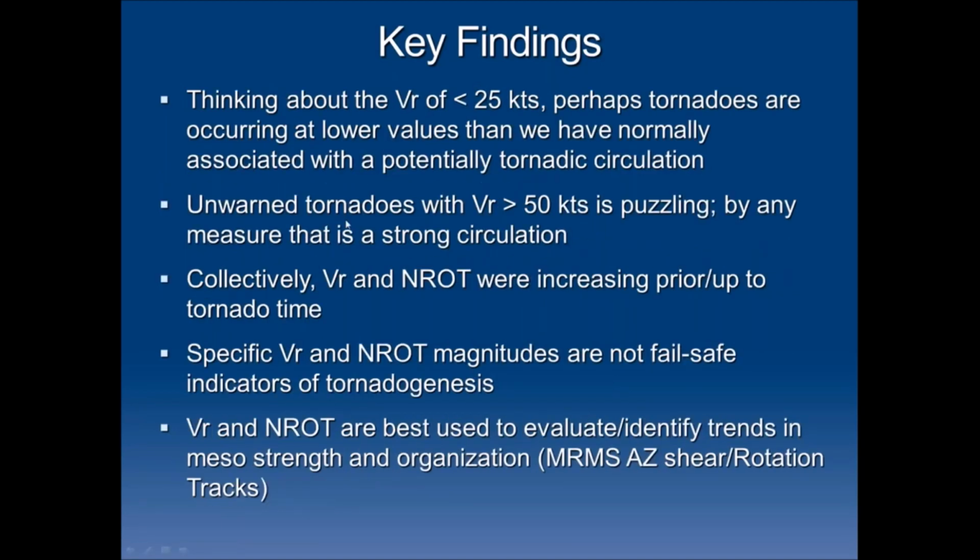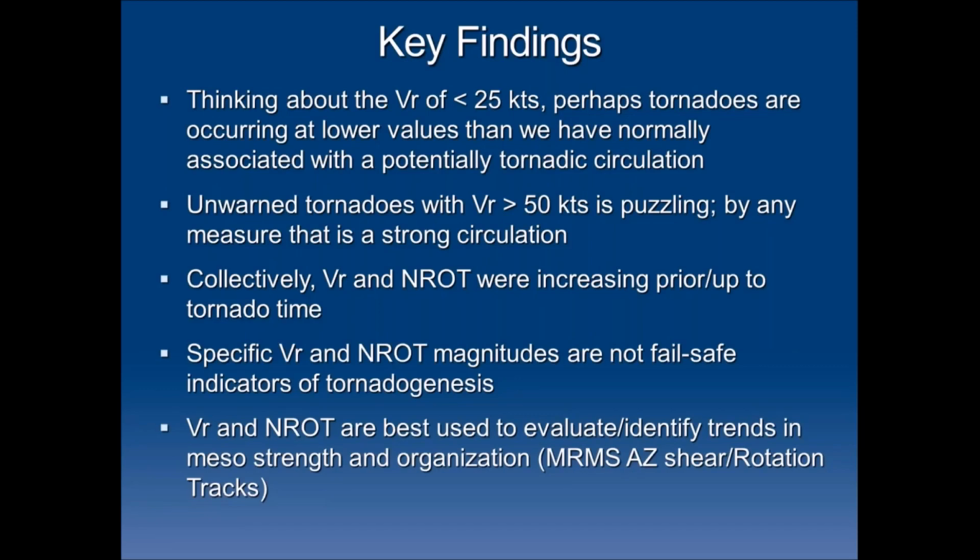So thinking about the VSABAR values of less than 25 knots, perhaps tornadoes are occurring at lower VSABAR values than we normally associate with a potentially tornadic circulation. The unwarned tornadoes with VSABAR values greater than 50 knots is a bit puzzling. By any measure, it's a pretty strong circulation. Again, there's no way to know when those values existed, or what was the factor that went into the unwarned tornado.